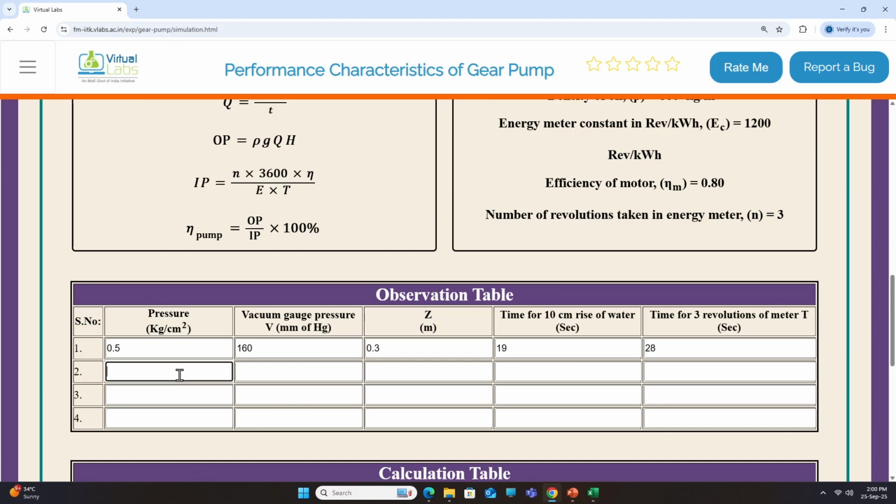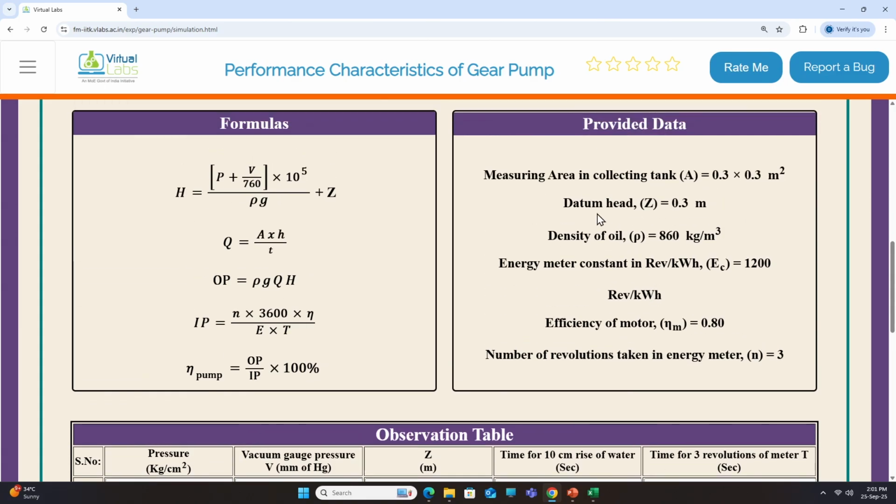This time the pressure is 1, the vacuum stays at 160, and this is 0.3. This value of Z is given here, the datum head is 0.3 meter.